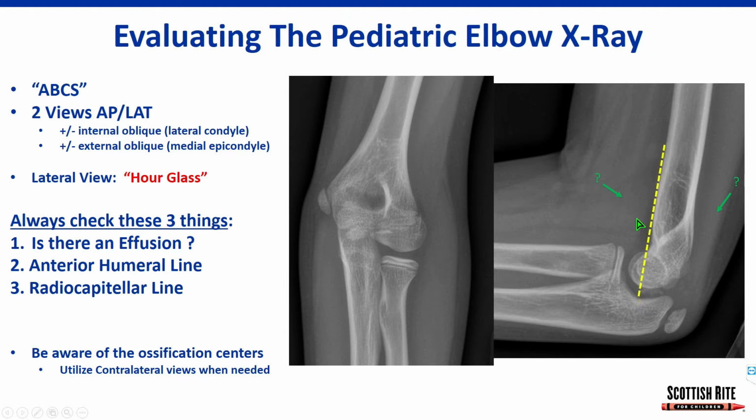The second thing to look at is that anterior humeral line. A line that comes straight down the anterior humerus should intersect the middle third of the capitellum. And then the third line is that radiocapitellar line. You want to make sure that the radial head is always pointing to the center of the capitellum on all of your views. If these three things are okay, then you can rest assured there's probably nothing terrible that you're missing. If you're still concerned this patient may have a fracture, the safest answer is always to splint them, immobilize them, and refer them out to ortho.